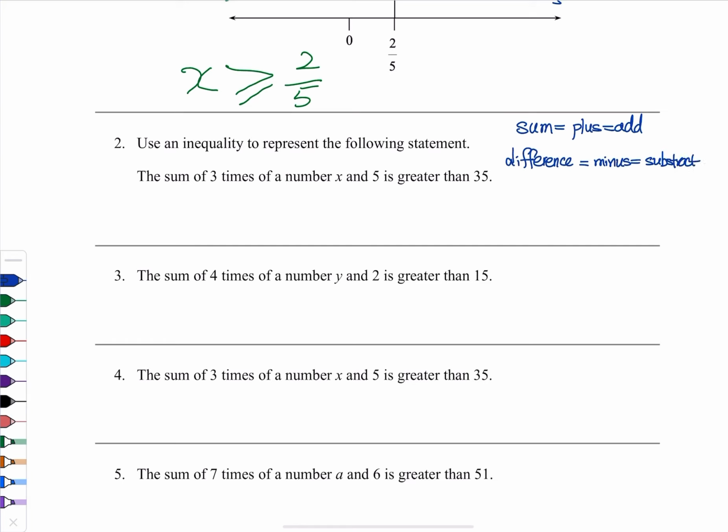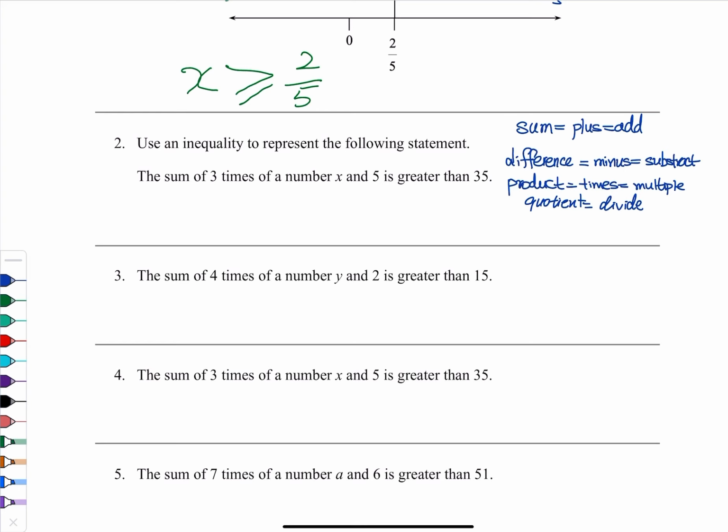Because I know everyone uses different kinds of English. And then next, product. Product means times, or you could name it as multiply. And then the last one, quotient, means divide. There was one more word for it, but I can't remember right now. If I remember it later on, I will let you guys know.